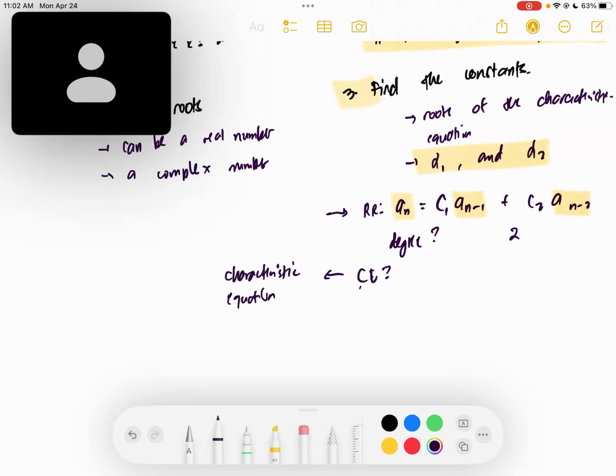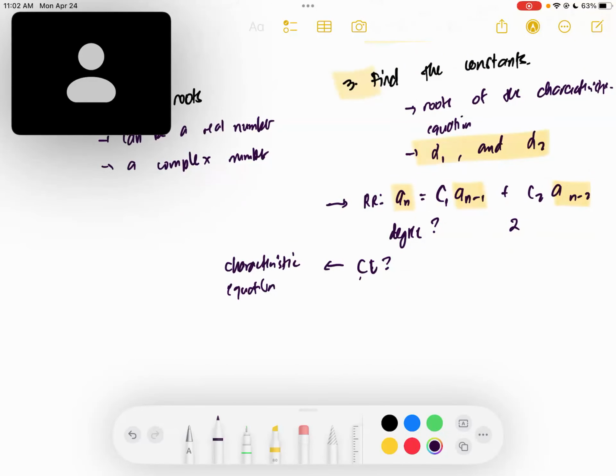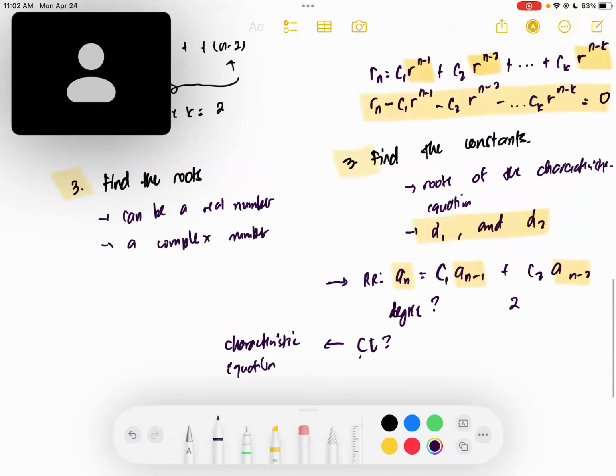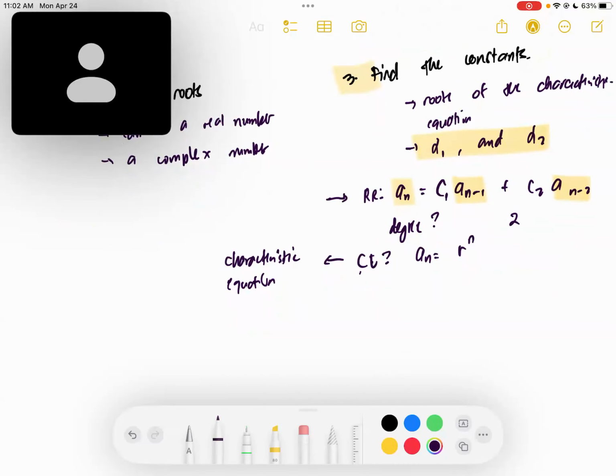So we said that finding the characteristic equation, we use the form a sub n equals r raised to n. So what we do is to simply replace a with r. Sorry, this should be c sub 1: r raised to n equals c sub 1 times r raised to n minus 1 plus c sub 2 times r raised to n minus 2.